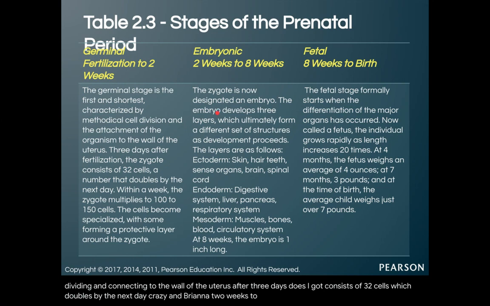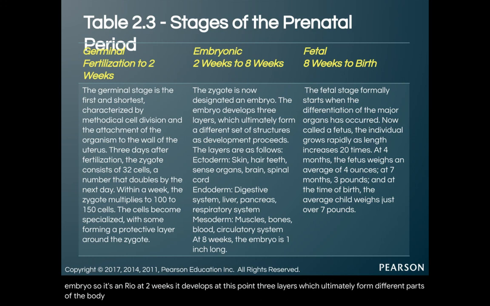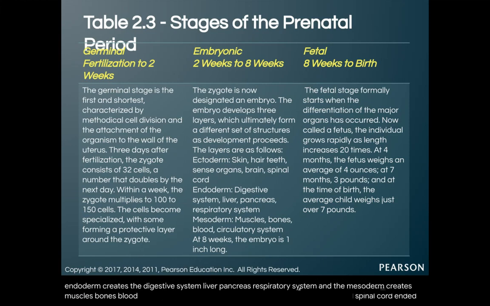Embryonic, 2 weeks to 8 weeks, the zygote is now designated as an embryo, so it's an embryo at 2 weeks. It develops at this point 3 layers, which ultimately form different parts of the body. The ectoderm layer will create the skin, hair, teeth, sense organs, brain, and spinal cord. Endoderm creates the digestive system, liver, pancreas, respiratory system. And the mesoderm creates muscles, bones, blood, circulatory system.